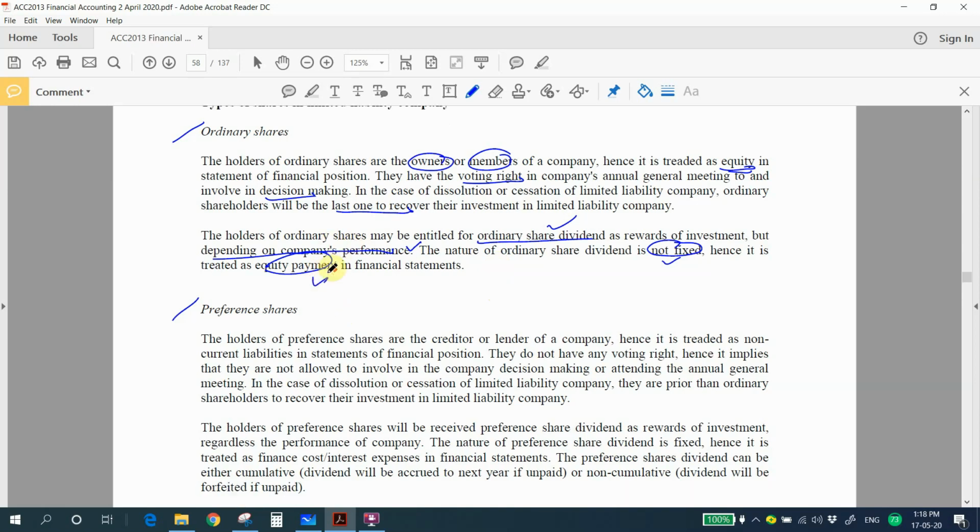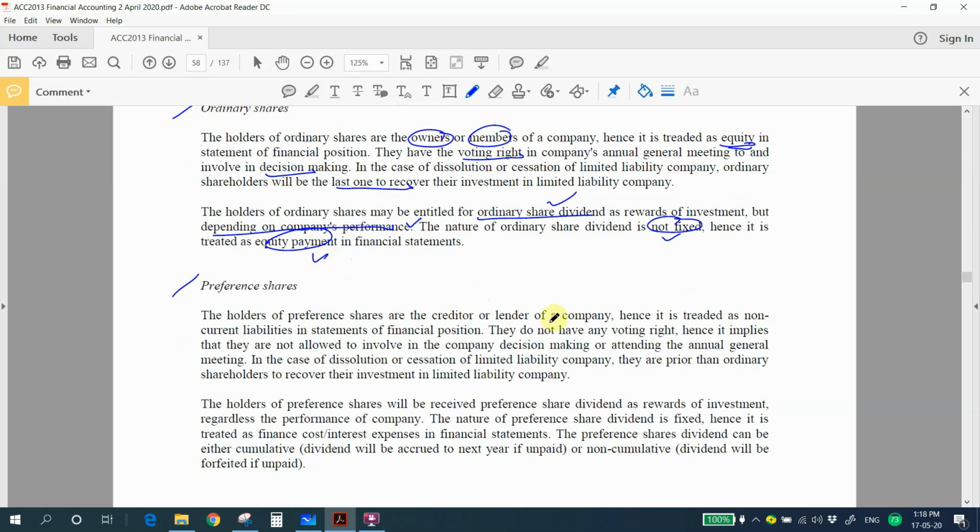Next, what is preference share? The holders of preference share are the creditors or lenders of the company. Take note, holders of preference share are the creditors or lenders. It means that they are not the boss, they are not the owner. So preference share is treated as non-current liabilities in the statement of financial position. They do not have the voting rights, so they cannot attend AGM and cannot make decisions for the company.